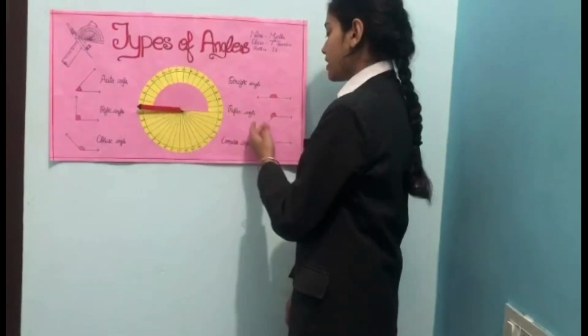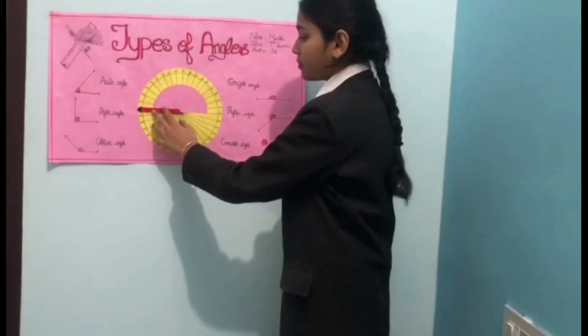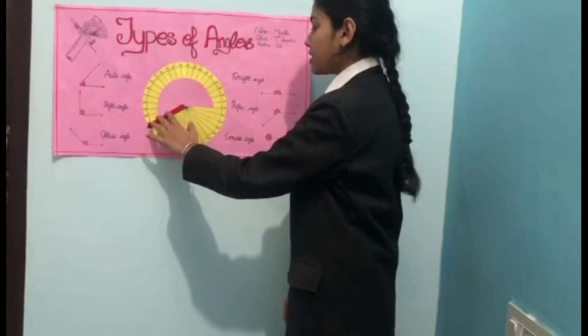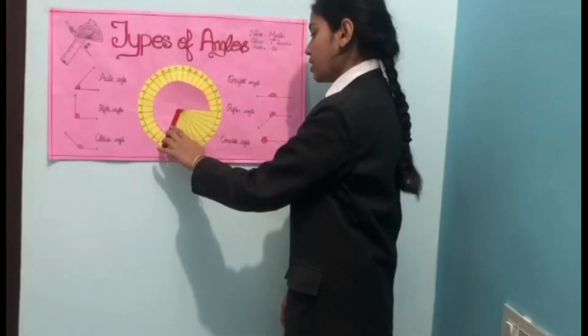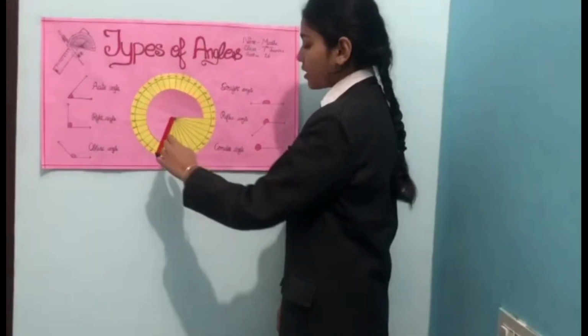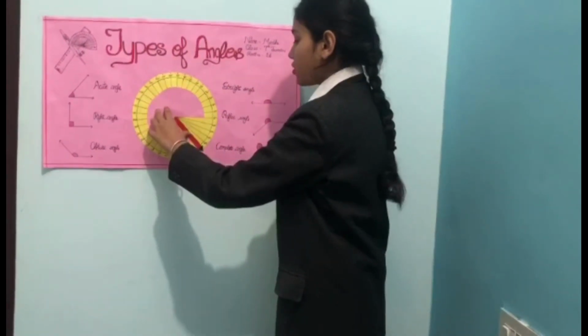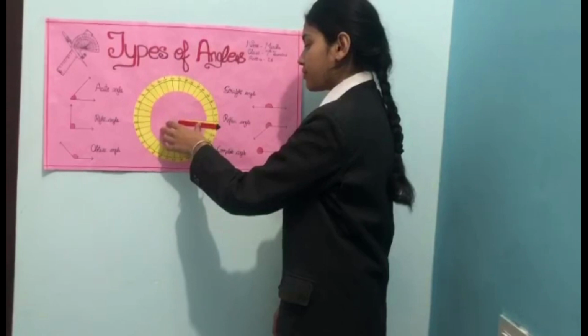The fifth one is a reflex angle, which measures between 180 degrees and 360 degrees. The sixth one is a complete angle, which measures exactly 360 degrees as shown in the adjacent figure.